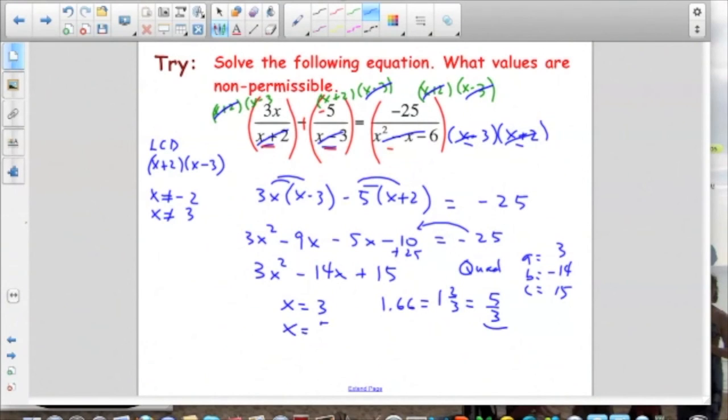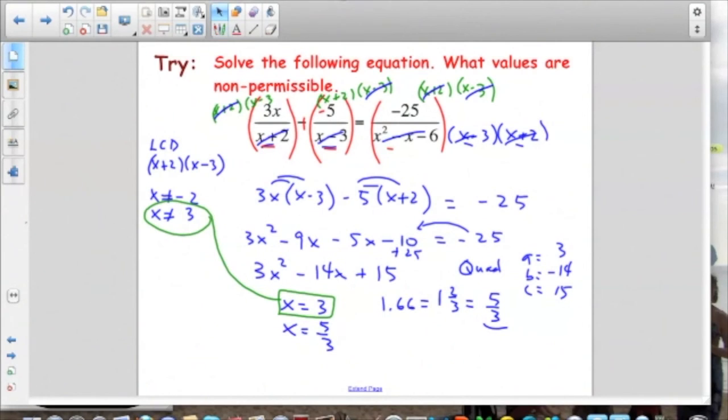X equals 5/3. Okay, now we've done all our algebra to get our solutions. Now we just do a quick check, and look what I notice. A solution equals restriction. So what do we put? Extraneous, so EXT. Now let's see if this is a solution or not.